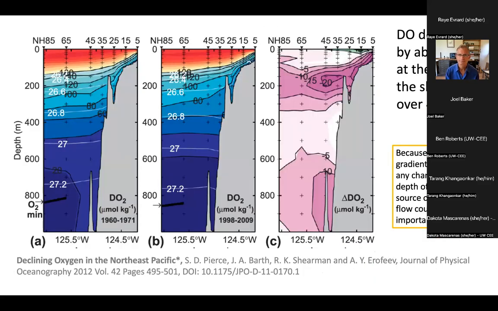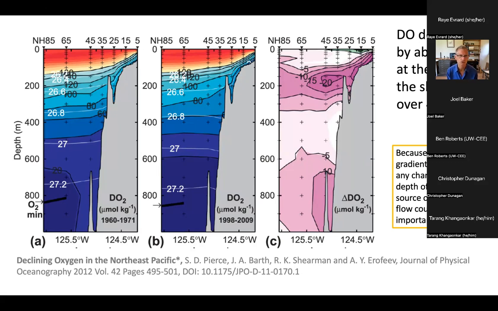So there are some nice observations from long-term time series at what's called the Newport Line off of Oregon. These are sections of dissolved oxygen from a more recent period in the middle, and then more like 40 years ago on the left. And the color is the oxygen. You can see this oxygen minimum zone is that black line around 800 meters depth, and that there are these strong gradients. And you can see also that the strong gradients get drawn up onto the shelf.